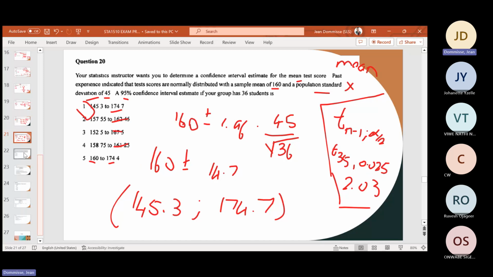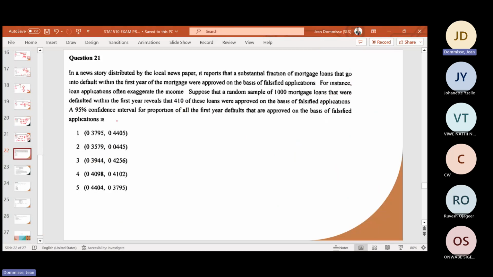Okay, then strangely enough, I had another confidence interval for proportion. Again, you will not get two of them. You will only get one.